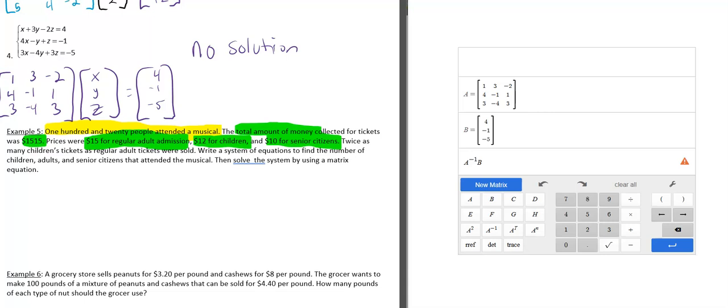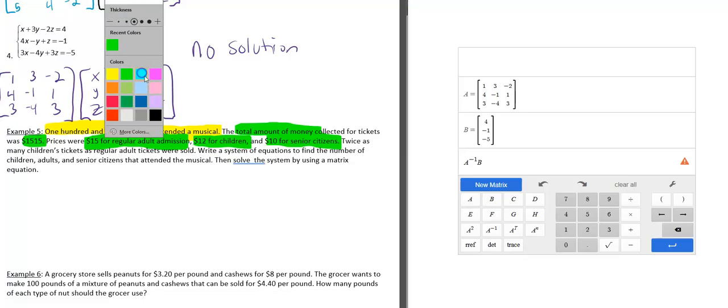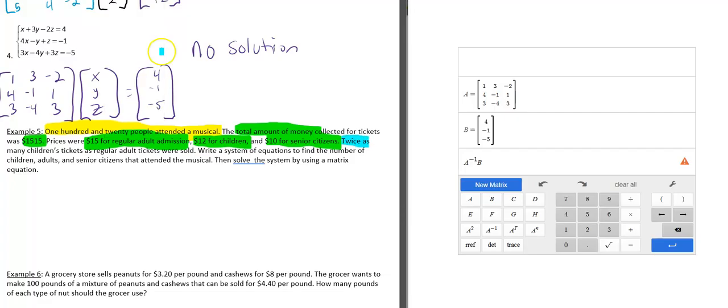All right. Now we got twice as many children tickets as regular adult tickets were sold. So let's make a new category. We got the different scenarios. We got twice as many children tickets as regular adult tickets were sold. Write a system of equations to find the number of children, adults, and senior citizens that attended the musical, then solve the system using the matrix equation.